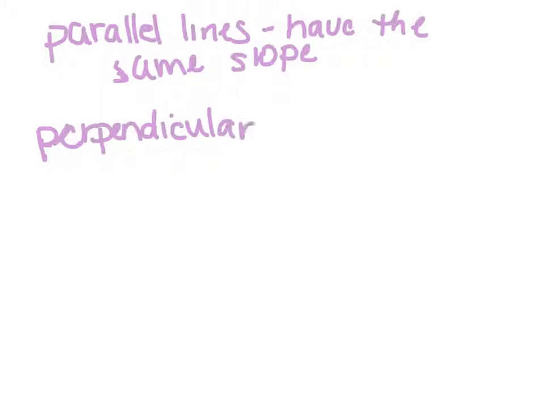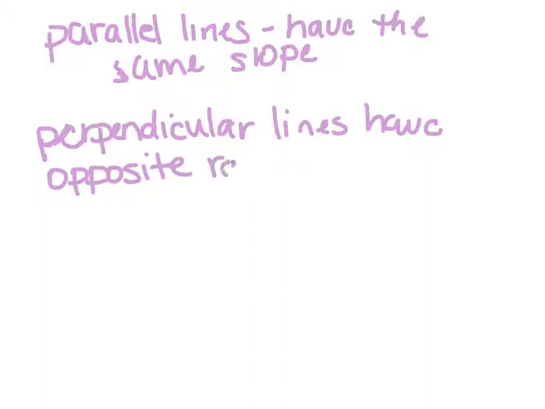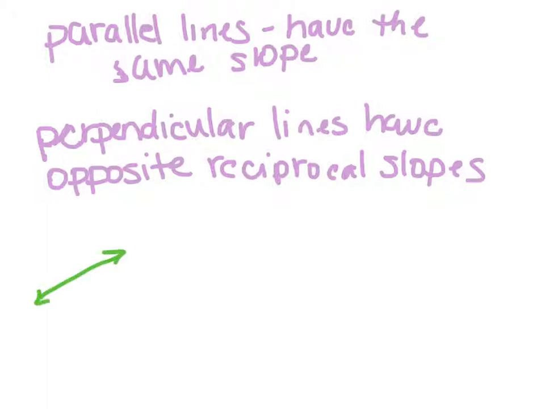Perpendicular lines have opposite reciprocal slopes. And again, we remember that from geometry as well, I hope. So parallel lines, remember, look like this. Lines that do not intersect. And then perpendicular lines are two lines that intersect at a 90-degree angle.